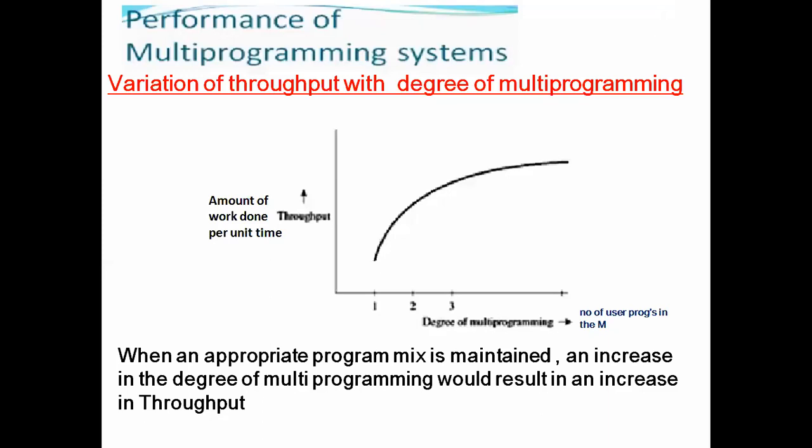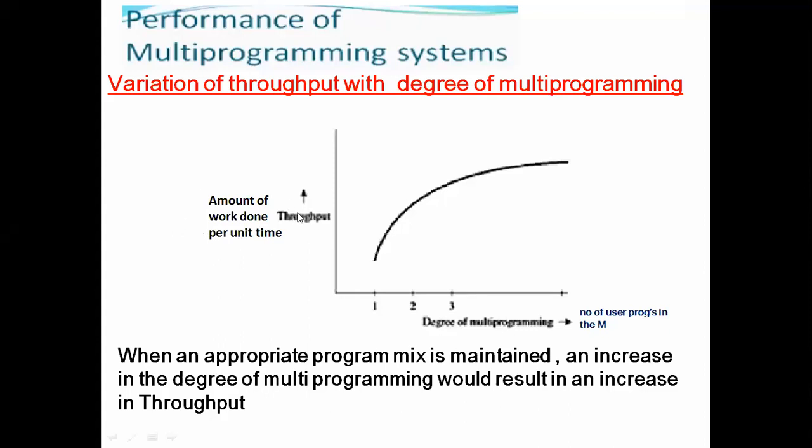Next is the performance of a multi-programming system. We have a simple graph drawn by taking the degree of multi-programming along the x-axis and the amount of work done per unit time along the y-axis. Don't forget that the amount of work done per unit time is called throughput. Any entity that is being measured with respect to time will be called throughput.